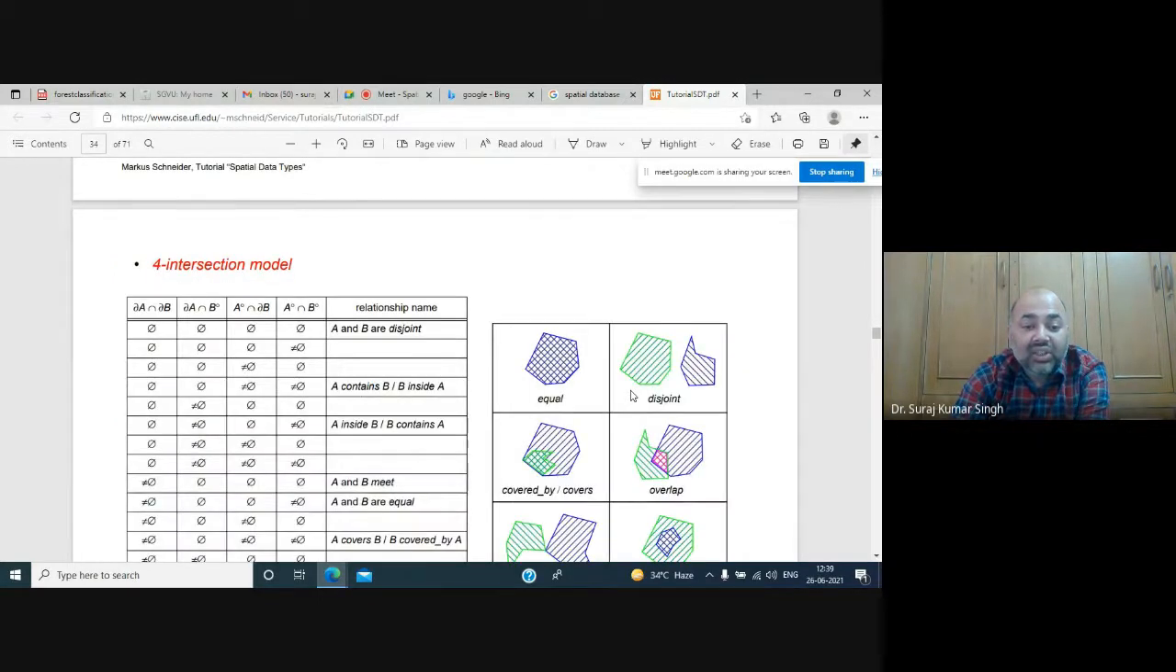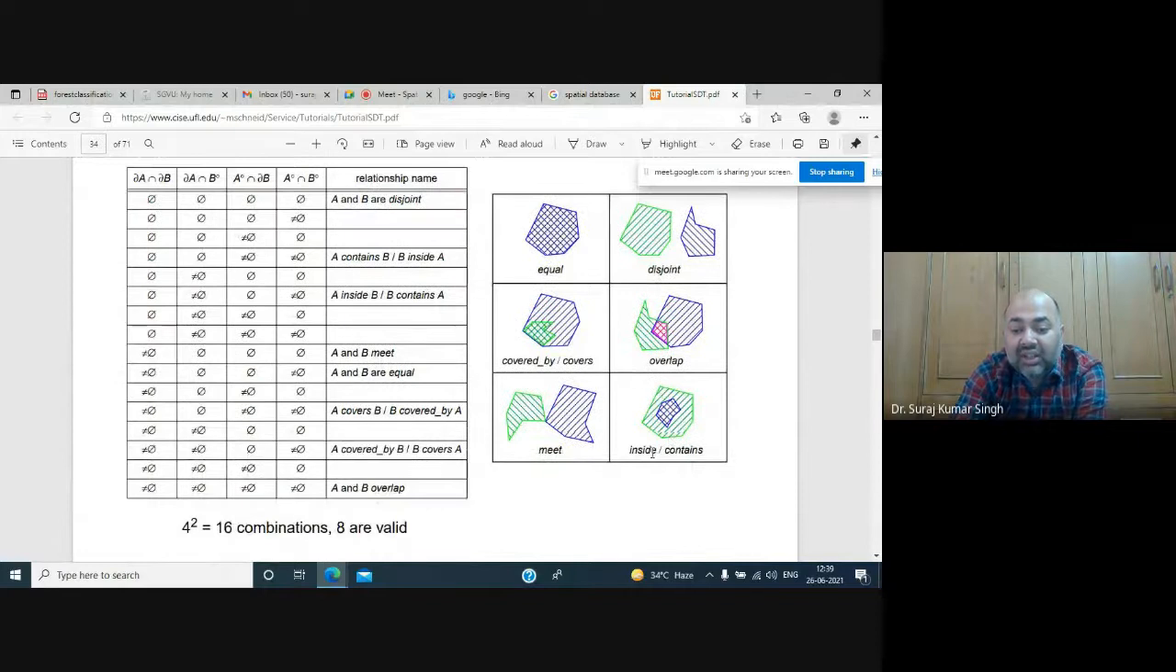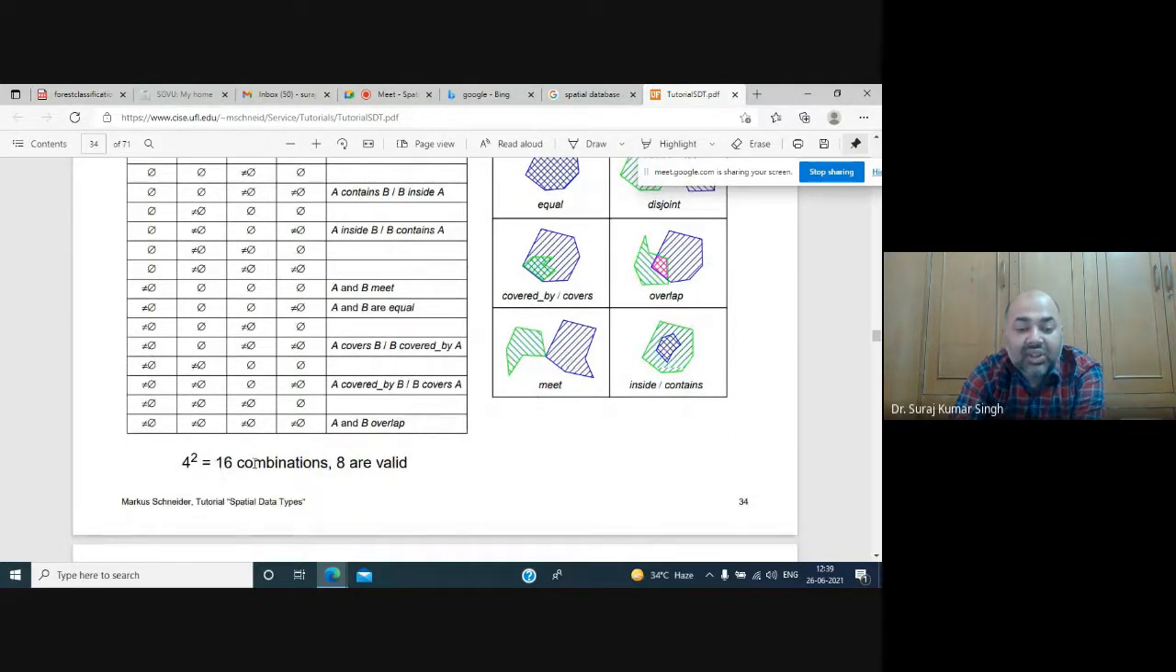Then you have the four-intersection models, like this is equal, this is disjoint, this is covered by, covers, overlap, meet, inside, contains. So this is the condition that we are putting. The relationships are: A and B are disjoint, A inside B, A contains B, A and B meet, A and B equal, A covers B, A covered by B. So you have 16 different combinations. Out of these, only 8 are valid.